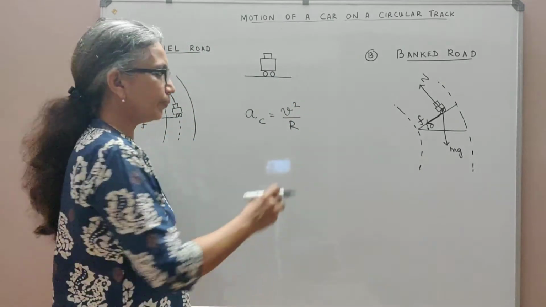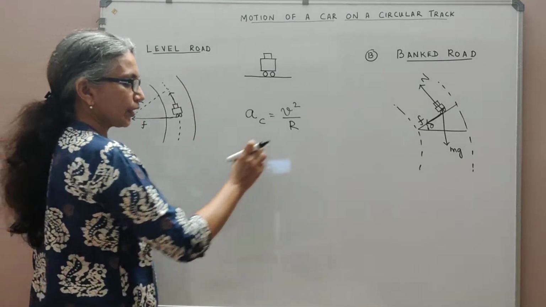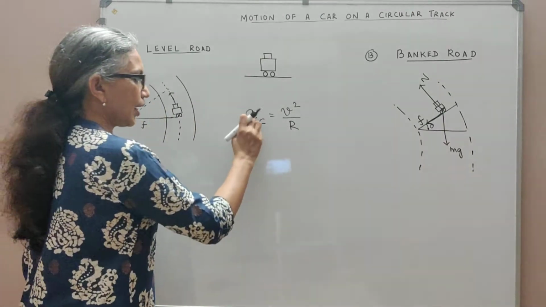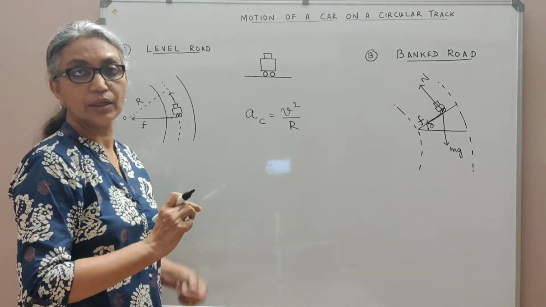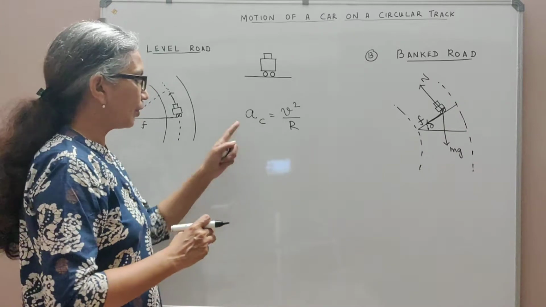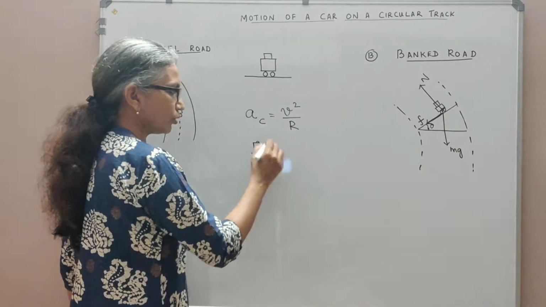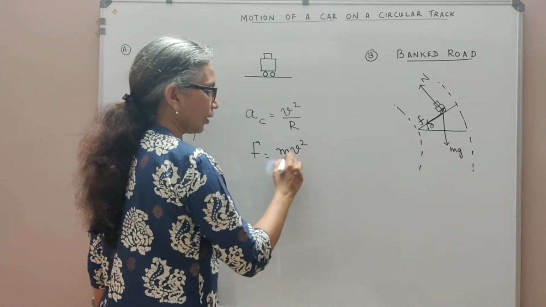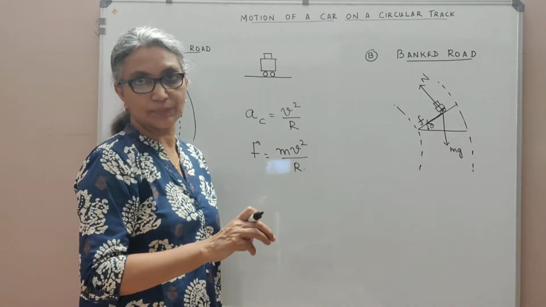omega squared r, where this v is the linear velocity in meter per second, r is the radius of that circular turn. This acceleration is always towards the center, and that is why it is called centripetal acceleration, center seeking. Because of this, we have a centripetal force given by F is equal to mass into acceleration. So this will be mv squared by r. So this was introduced to you in the previous chapter.